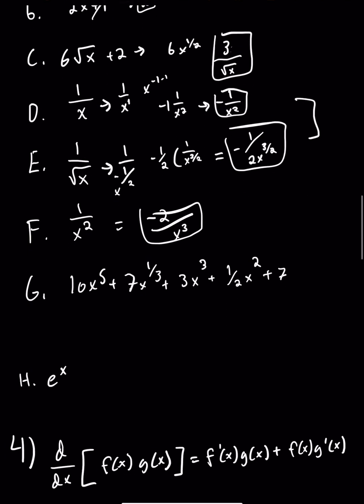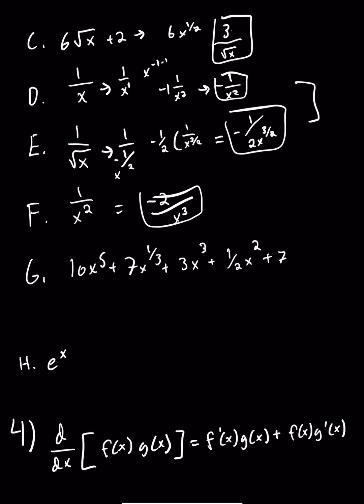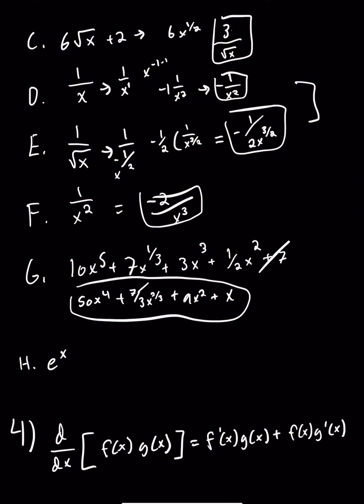Okay, and now whenever it's plus, you can just chain them all together. You take each one individually and then add them together. So this is going to be really quick. It's going to be times with 5, so 50x to the 4th plus 1/3, 7 over 3, x to the negative 2/3 on the bottom, then 9x squared plus 1/2 times 2 is nothing, plus x, and then constant. And this will be your final derivative.